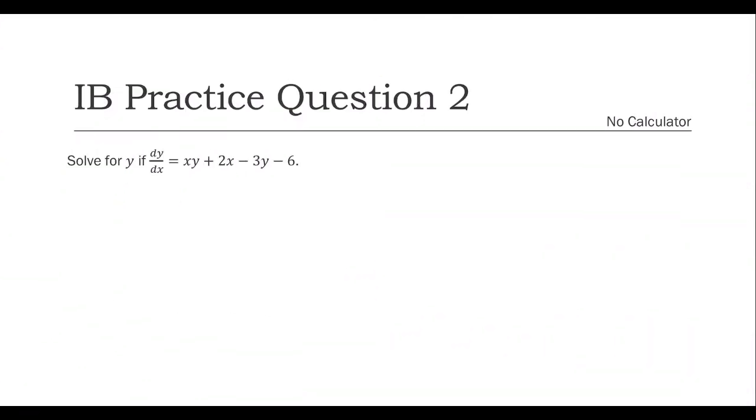So here we have our second IB practice question, which will use separable differential equations. So we have: solve for y if dy/dx equals xy plus 2x minus 3y minus 6. So we have 4 terms. So we're going to factor by grouping these 2 terms and these 2 terms. So our greatest common factor of the first 2 terms is x. So we'll have dy/dx equals x times, and then what's left on the inside is y plus 2.